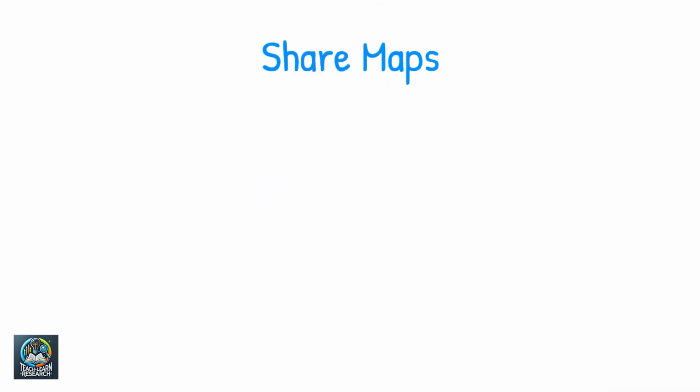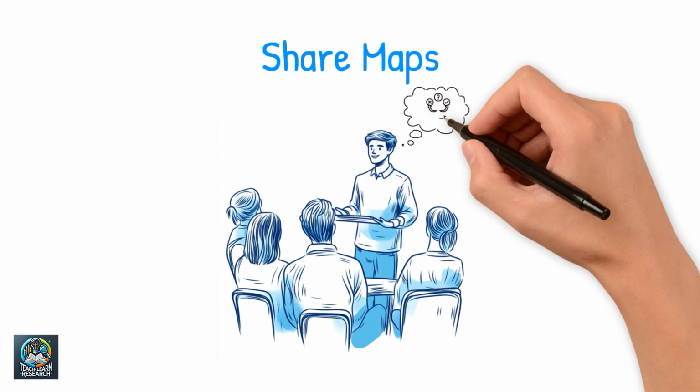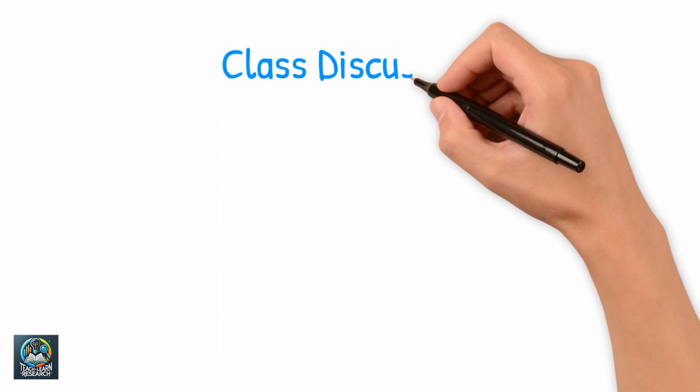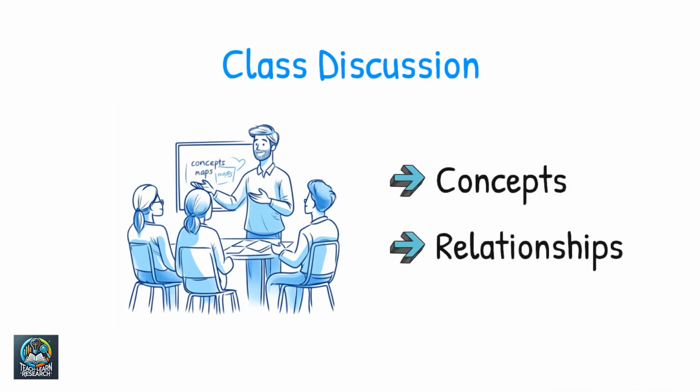Review and share. Share maps. Have students share their concept maps with a partner or small group. Discuss the similarities and differences in their maps. Class discussion. Facilitate a class discussion to review key points and ensure all important concepts and relationships are covered.